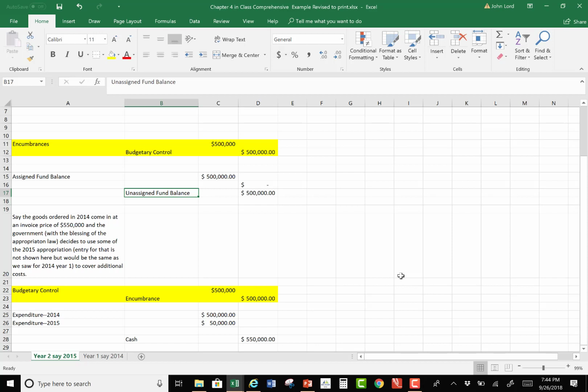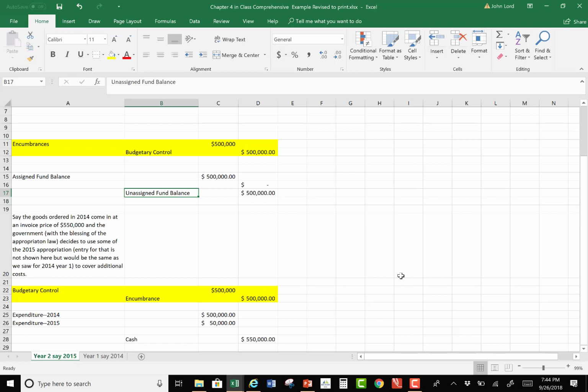Now, if this stuff came in for more than we had encumbered, what the government would likely do is say, okay, look, we need to use some of our 2015, in this example, year 2 appropriation to cover some stuff that's left over from 2014. They do it all the time. They simply program that money so that it can be allowed to cover 2014 expenses, even though it comes from the 2015 appropriation. Okay? And then all they do is when they report the expenditure, notice they label the year that it came from.